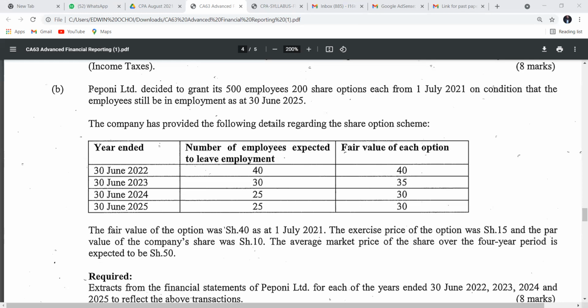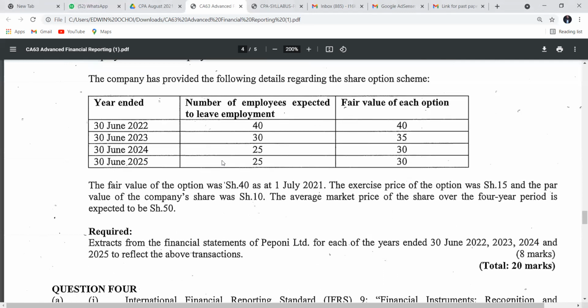The exercise price of the option was shillings 15 and the par value of the company's shares was shillings 10. The average market price of the share over the 4-year period is expected to be shillings 15. So what did the examiner require the student to do in this August 2021 sitting? The required is the extract from the financial statements of Beponi Limited for each of the years ended 30 June 2022, 2023, 2024, and 2025 to reflect the above transactions.